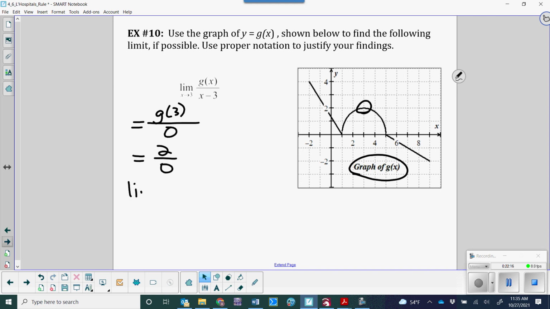So the limit as x approaches 3 of g of x over x minus 3 does not exist. Do not put equals does not exist, because that doesn't make sense, but we did get something that does not exist. Okay, and we can't use L'Hopital's rule, so be careful. Don't just assume that it's always 0 over 0.